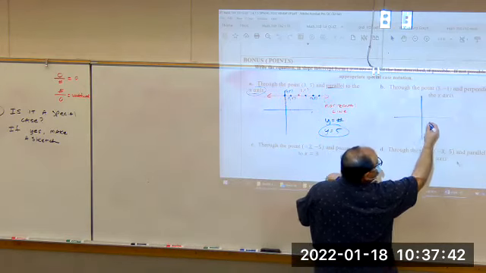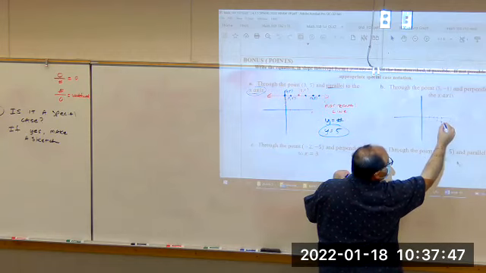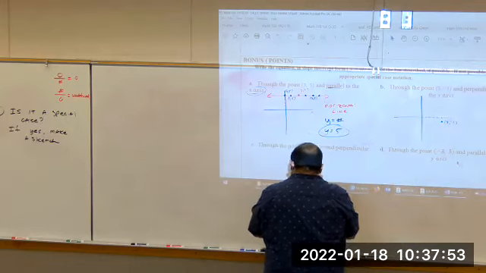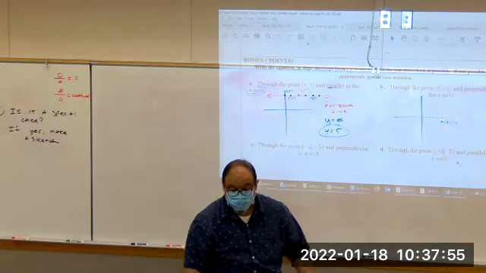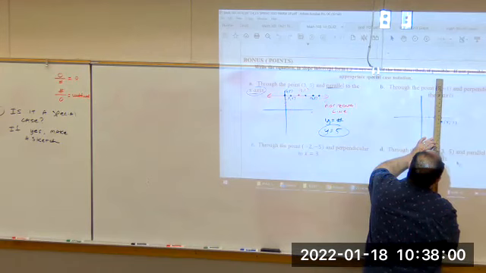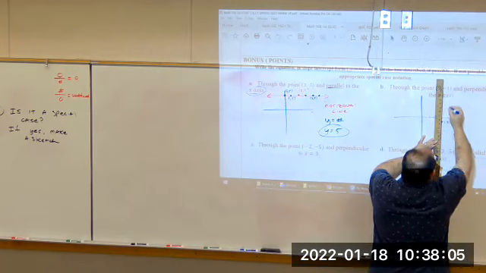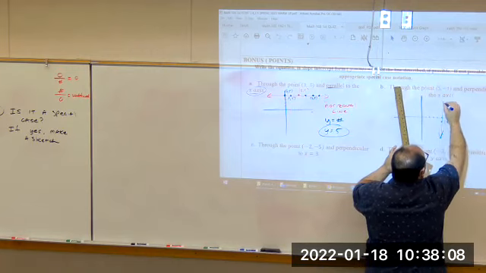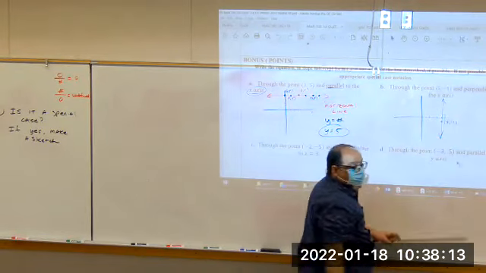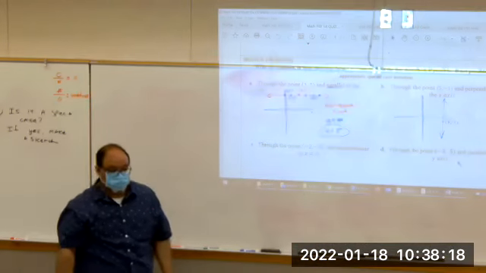(5, -1). So that's 5: 1, 2, 3, 4, 5, and then down 1. So this is where (5, -1) is. If it's perpendicular to the x-axis, it has to make a right angle and intersect the x-axis, so it has to look like this. This little box that I make right there is the symbol for a right angle. That means those two lines are perpendicular.